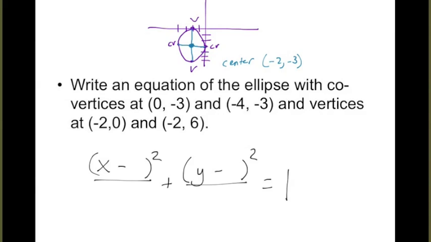Okay, so if we line up those vertices and co-vertices and find what's exactly in the middle of this picture, then we can find that center. So when we plug that in, again, we have to be careful because I'm going to plug in a -2 minus a -2 is going to change to plus. Plug in a -3 minus a -3 changes to a plus.